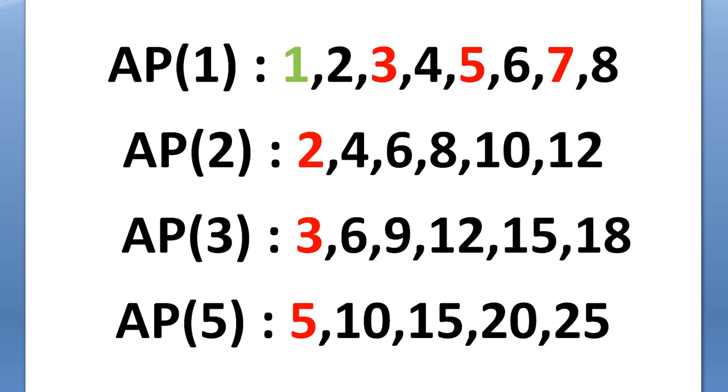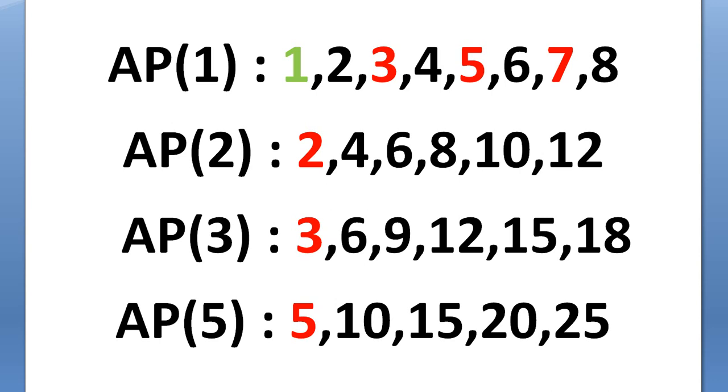So AP1 is 1, 2, 3, 4, 5, 6, 7, 8. We've already looked at 2, 3, and 5. Now I've put the number 1 in green. The reason I'm doing that is because I'm claiming that 1 is not prime, so I don't want to put it in red. I'm putting my prime numbers in red here. Now all the red numbers are definitely prime, with no confusion or ambiguity over that. But I've put 1 in green because I'm saying that 1 is not prime. We can't call it prime.